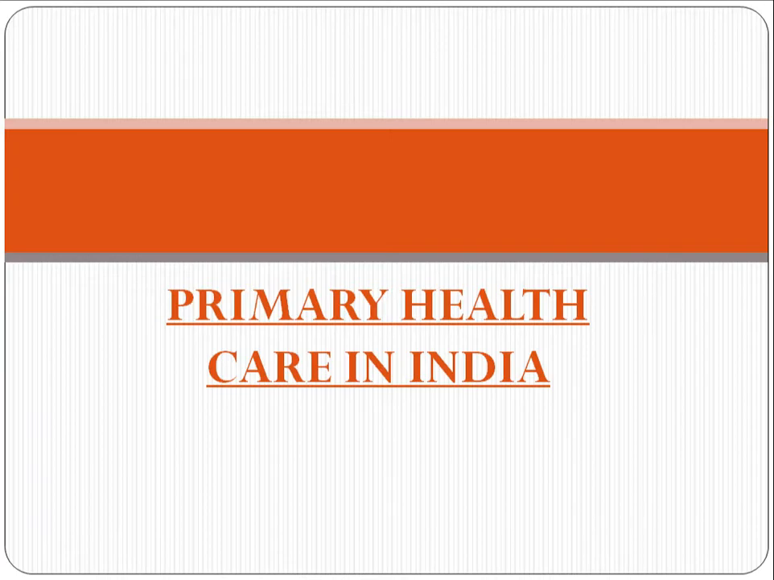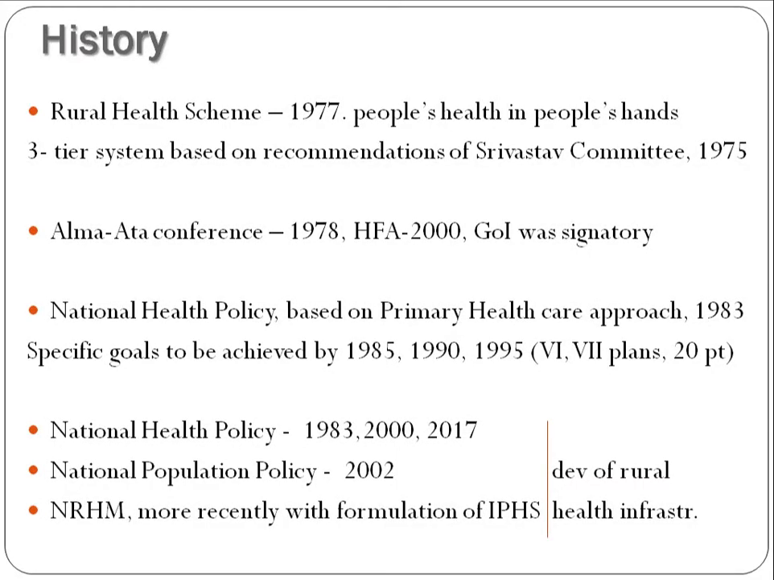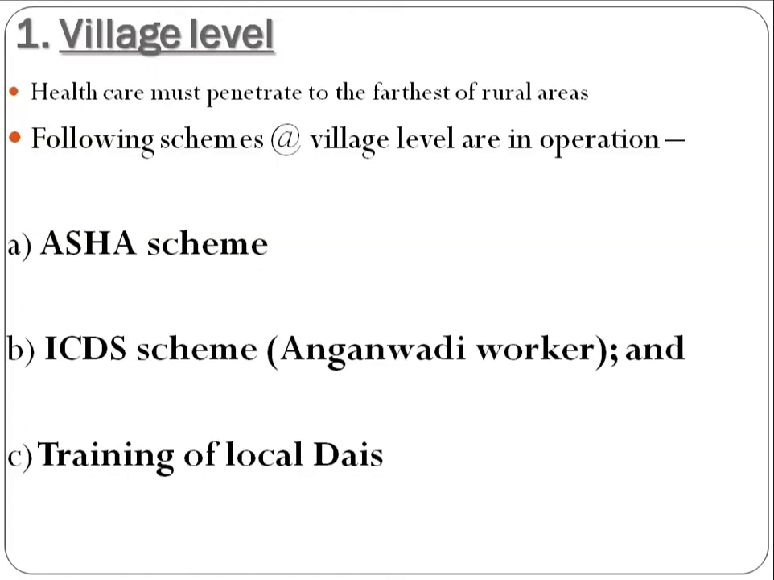Primary healthcare in India, this is the heart of the lesson. There is a short history. The rural health scheme, which we read in the last chapter, 1977, placed health in people's hands. They say the people's health is in people's hands. Then we have the Alma Ata Conference in 1978. We have the national health policy coming up. And we have the national population policy in 2002. Finally, we have the National Rural Health Mission and the National Urban Health Mission. All these led to the various kinds of healthcare systems in India.